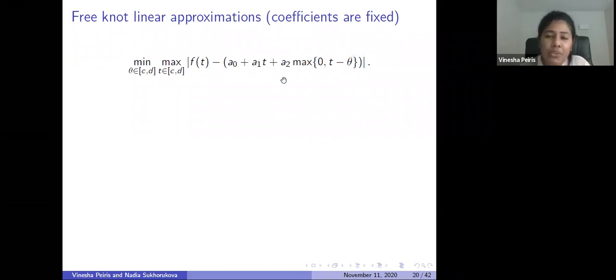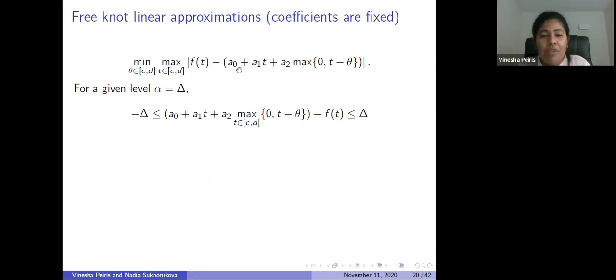And we want A2 to be non-zero. If A2 is 0, then we end up with a linear piece and there is nothing to optimize. So we need A2 to be non-zero. And this is an example where it is not at least straightforward to see which linear programming problem we should solve for the feasibility problem.